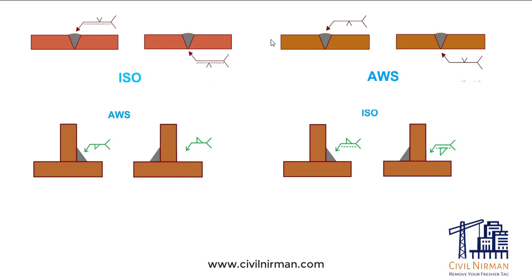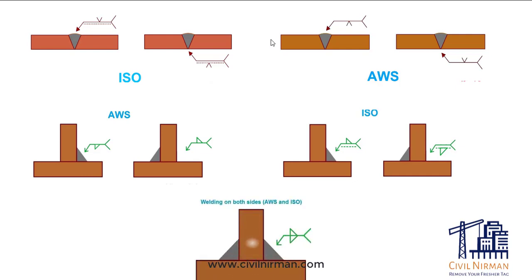Now to bring more clarity about the arrow side and the other side in a fillet joint, you can check out this over here. If the weld is made on both the sides, as in a double fillet weld or double groove, the dash line can be omitted since the weld symbol is placed on both the sides of the reference line or lines. So you can check out this diagram. So I hope you are aware of this basic difference as well.